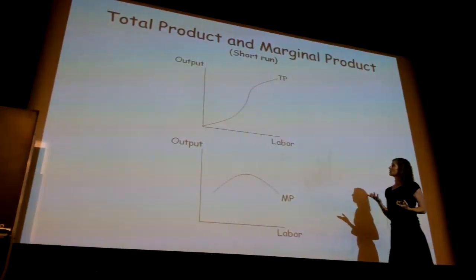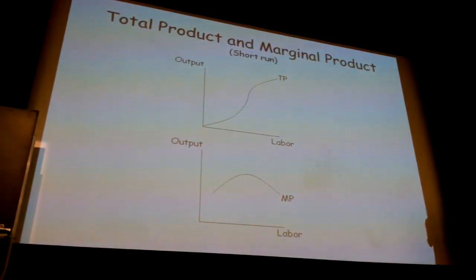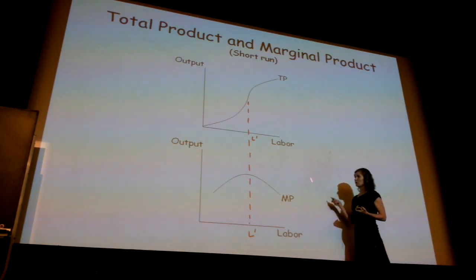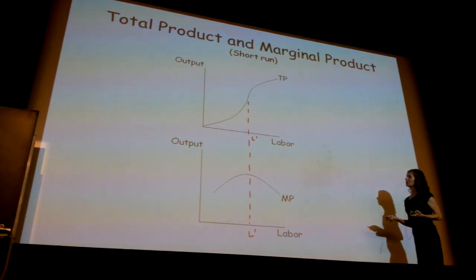Relationship between total product and marginal product. And again, we're talking about the short run here, where some of these factors of production are fixed. We've already talked about this phenomenon on the previous slide, but now we just have a graph that goes along with it.